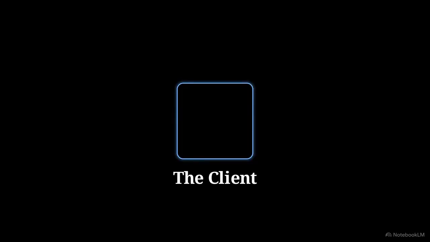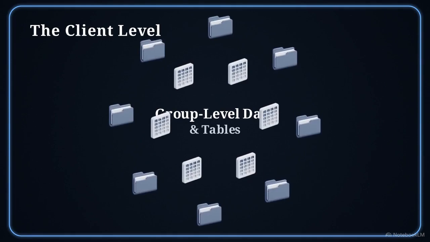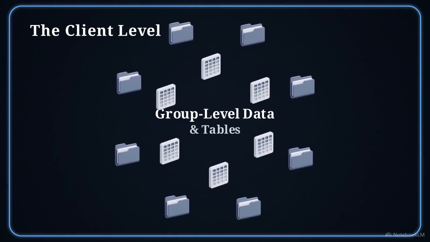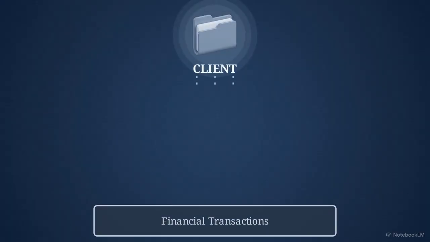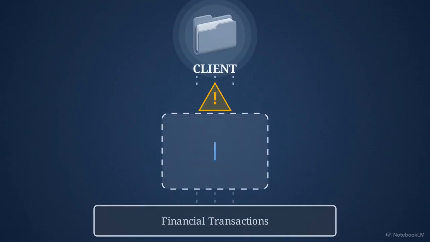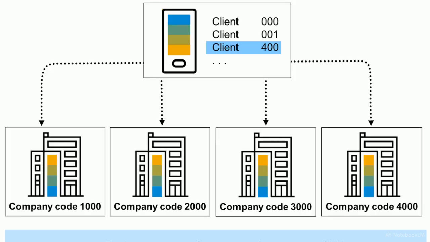SAP S/4HANA solves this through a strict hierarchy, beginning at the highest level, the client. This is an independent universe containing all group-level master data and tables. There is a firm technical limitation here. Within that client universe, the system will not allow you to post a single financial transaction until you define a mandatory foundational unit beneath it. This diagram shows the structure.